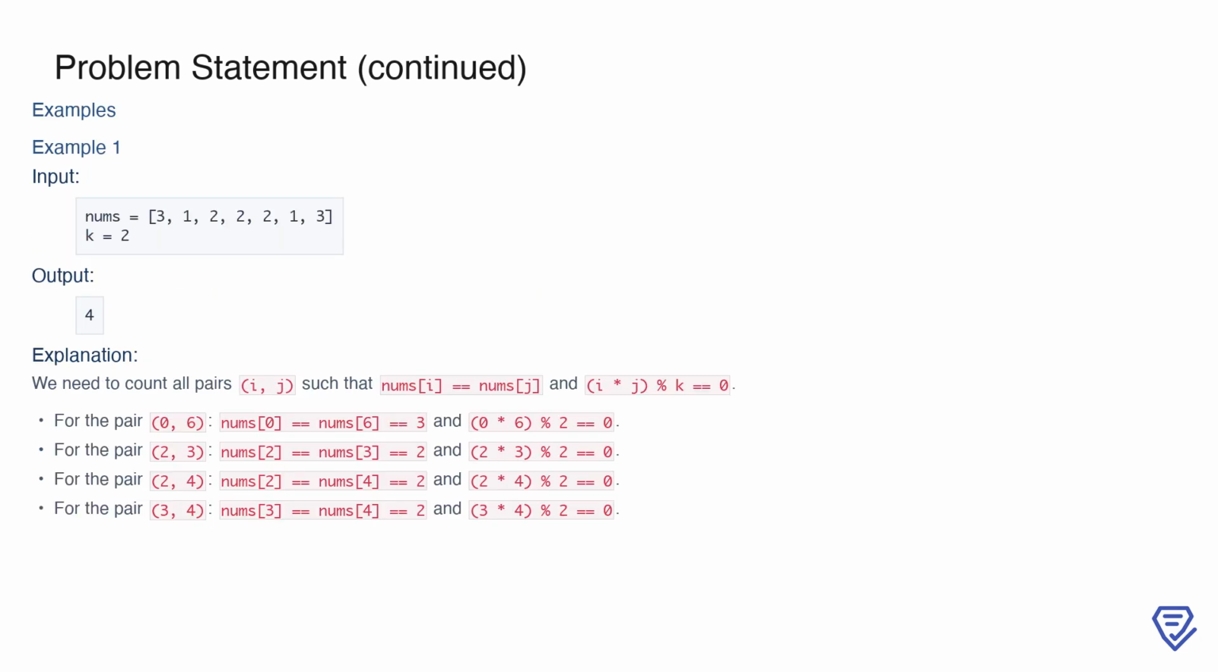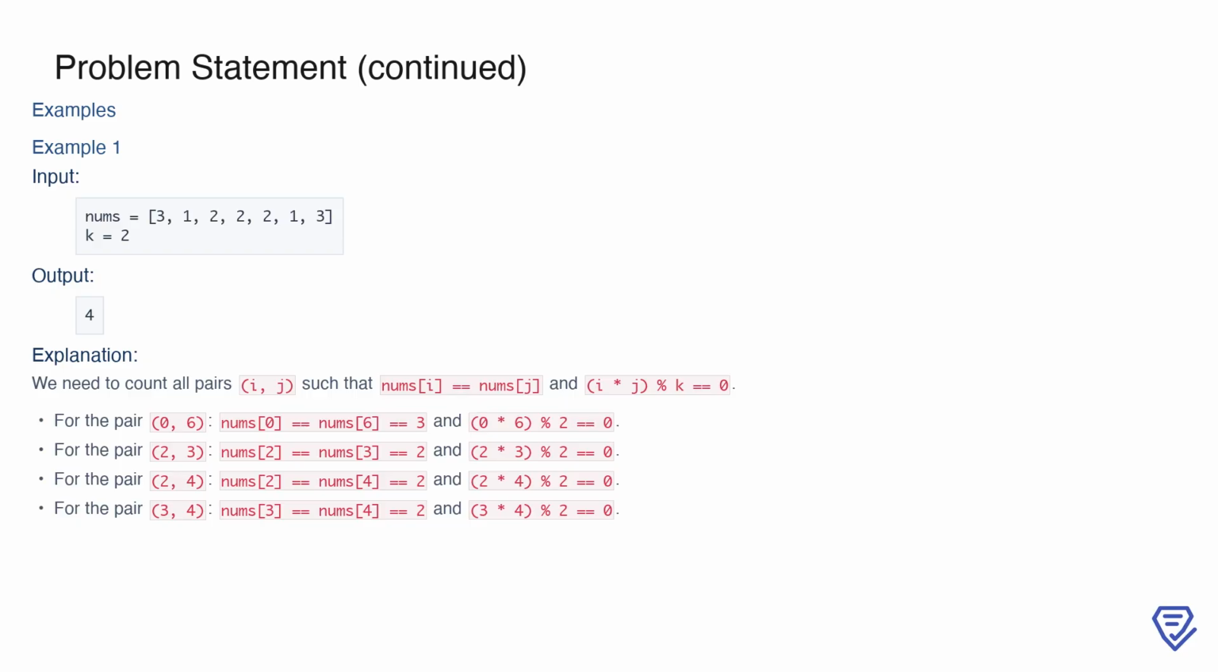Let's consider an example to understand how to identify valid pairs. Suppose the input array is nums = [3, 1, 2, 2, 2, 1, 3], and k is 2. Here, we need to count all pairs i, j, where nums[i] is equal to nums[j], and i * j % 2 equals 0. For instance, the pair 0, 6 is valid because nums[0] and nums[6] are both 3, and the product of their indices 0 * 6 is divisible by 2.